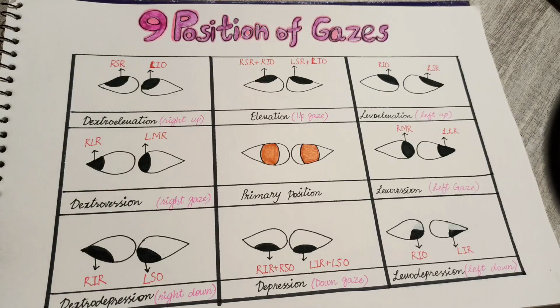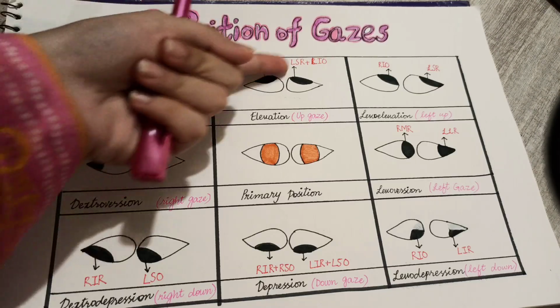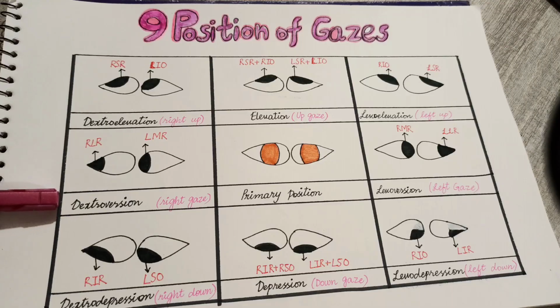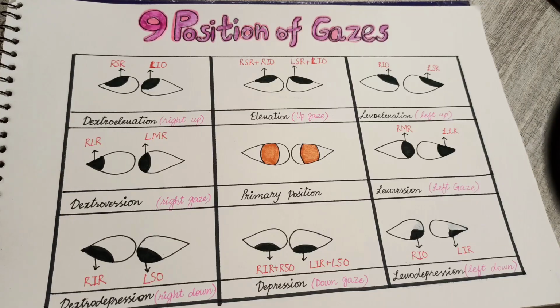In order to memorize it: in the case of elevation and depression, the obliques will help the rectus. If it's the superior rectus, then the helping oblique will be the inferior oblique. And if it's the inferior rectus, the helping oblique will be the superior oblique. When we talk about dextroversion, it's very simple. Right eye lateral rectus and left eye medial rectus will be in action to move the eyes in the right gaze.